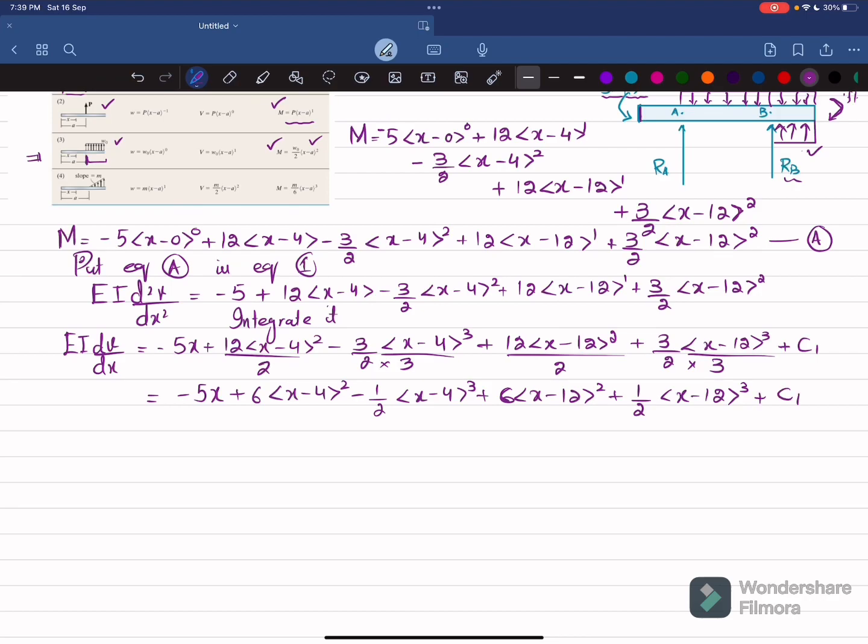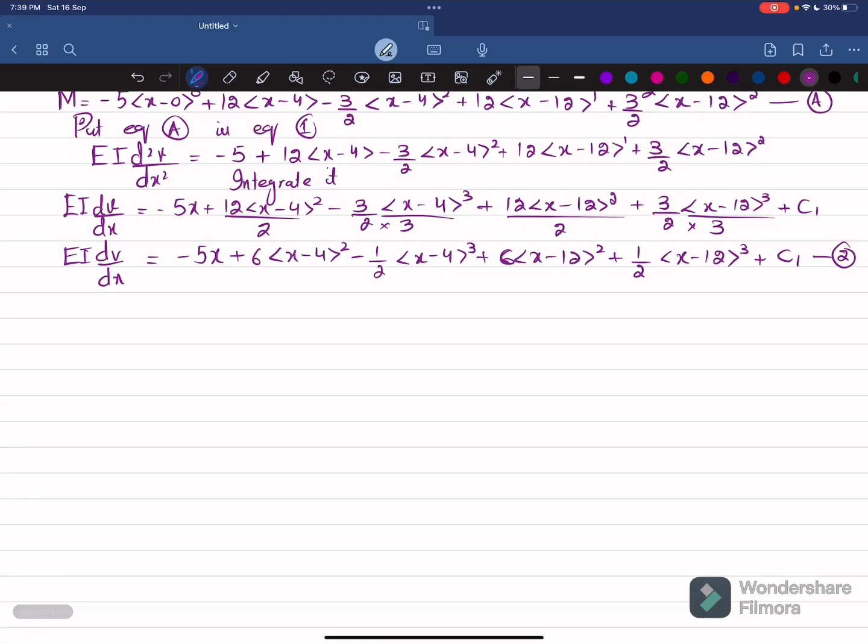I will write C1. So EI into dV over dx, this is your equation number 2. This equation will define you or give you the slope. Again, integrate equation number 2.